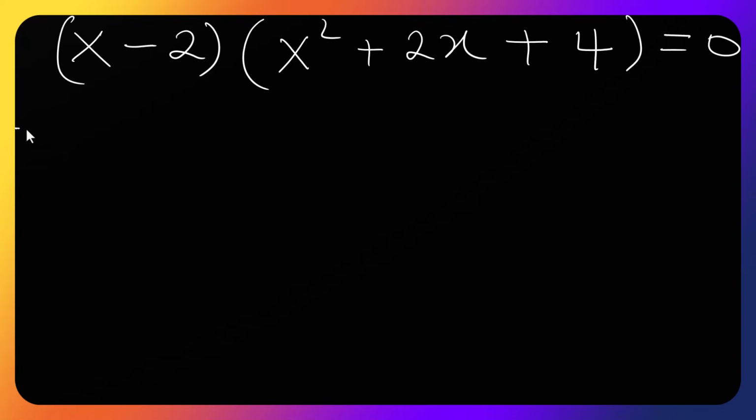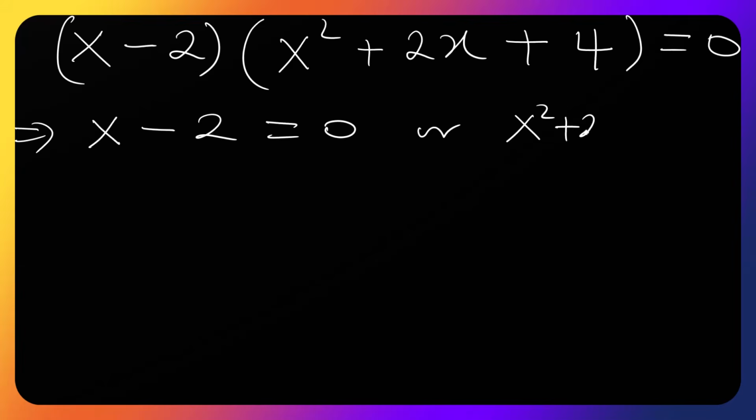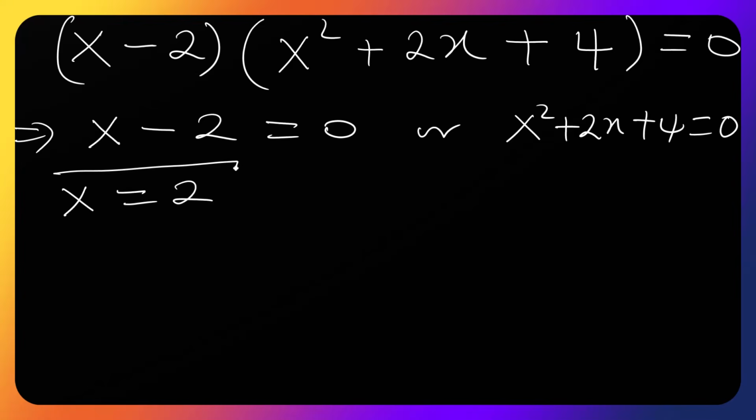Now from here, we have this and that equals 0. So we can say this is true when x minus 2 equals 0, or x squared plus 2x plus 4 equals 0. So the first answer for this is x equals 2. So we are done with this.